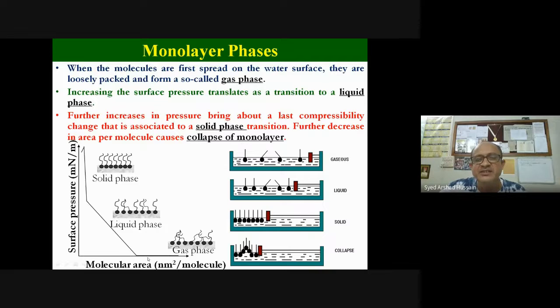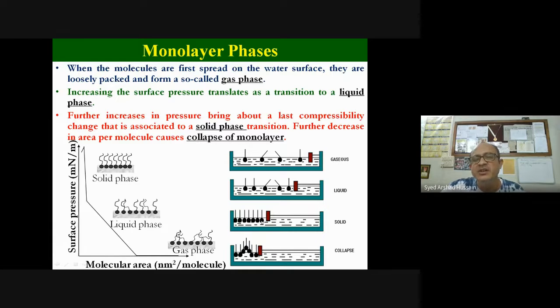Then slowly we try to compress this barrier this way. Here you see, the molecules come closer and start to exert force or interactions on each other. And we say that it's close to liquid. And you see the area per molecule is decreasing, and the interaction force, or maybe the surface pressure, which is nothing but the change in surface tension, you see increasing slowly.